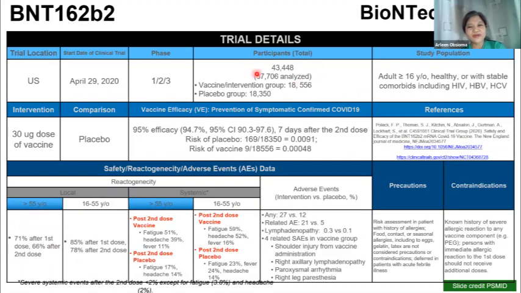The Pfizer trial enrolled 43,000 participants. There were 18,000 who were given the vaccine and 18,000 given the placebo. This was given to adults 16 years old and above who were healthy or with stable comorbidities, even including those who have HIV, hepatitis B, and hepatitis C. The vaccine efficacy of Pfizer was 95%.